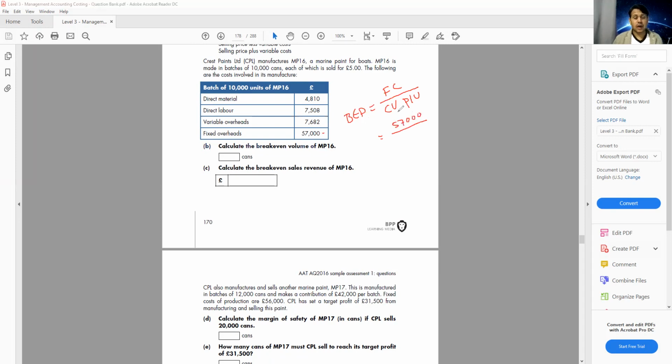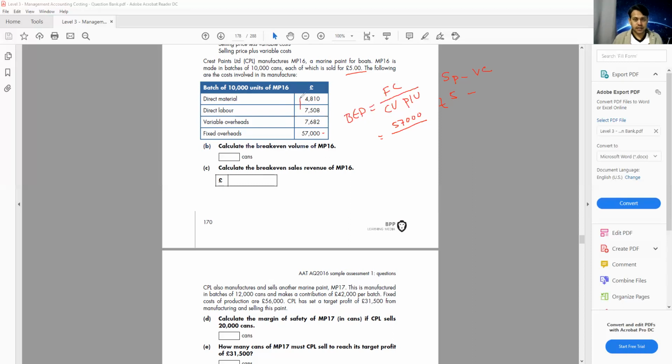But we don't know our contribution per unit, isn't it? What is the formula for contribution per unit? Selling price minus variable cost. We have the selling price, that is £5, but we don't know the variable cost. Let's find out the variable cost per unit.